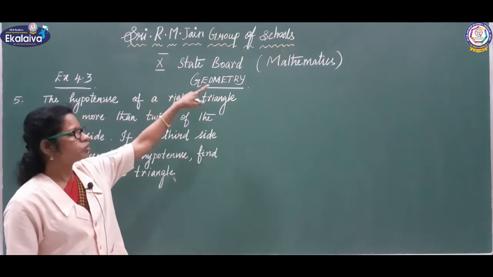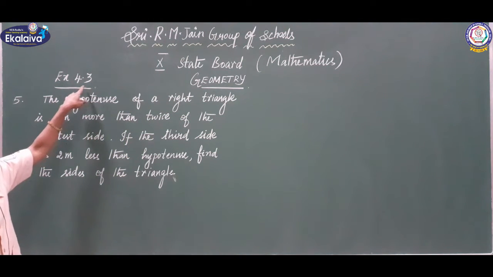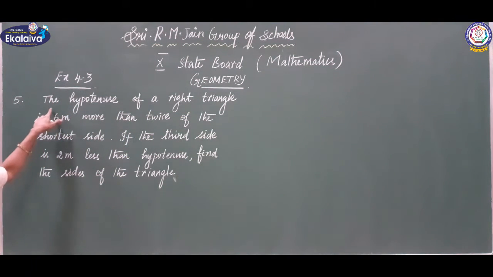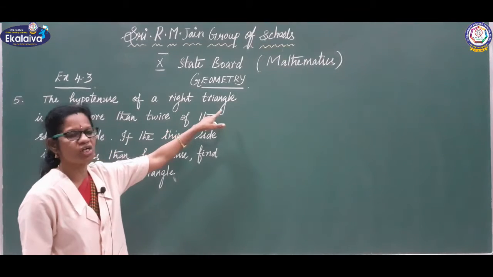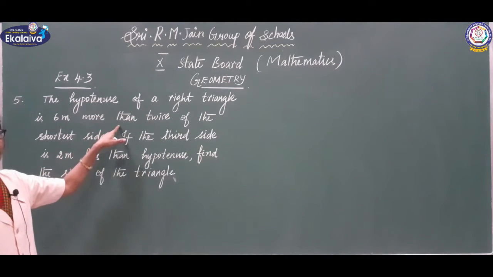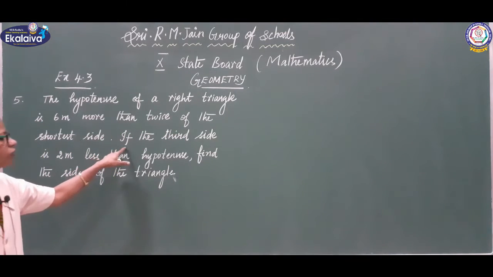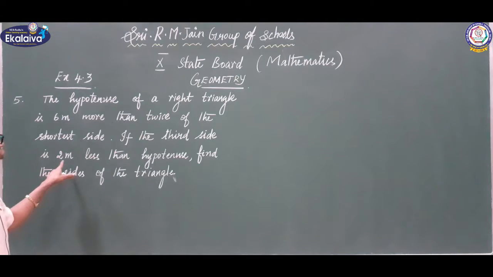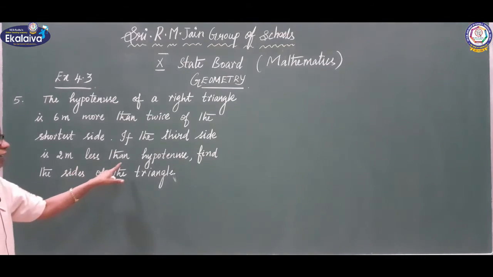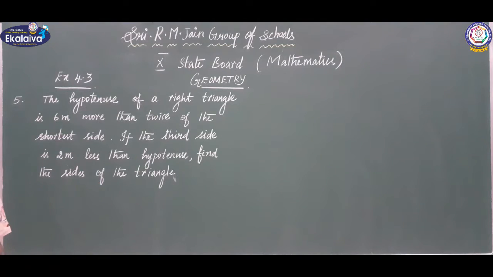Standard 10th subject mathematics, topic geometry, exercise 4.3, question number 5. The hypotenuse of a right triangle is 6 meter more than twice of the shortest side. If the third side is 2 meter less than hypotenuse, find the sides of a triangle.